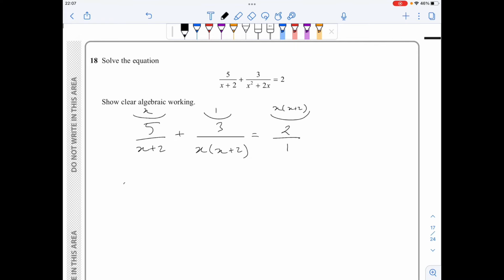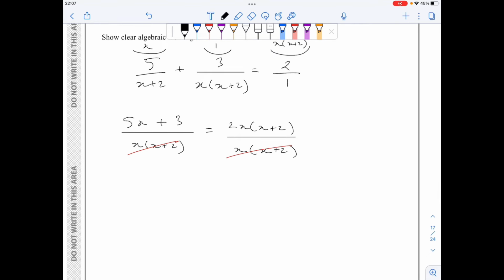So this will give me 5x plus 3 over x(x plus 2) is equal to 2x(x plus 2) over x(x plus 2). Now note the denominators will cancel out, so if you don't want to write them in the first place, you can do so. Then let's expand the right hand side. 5x plus 3 equals 2x squared plus 4x.